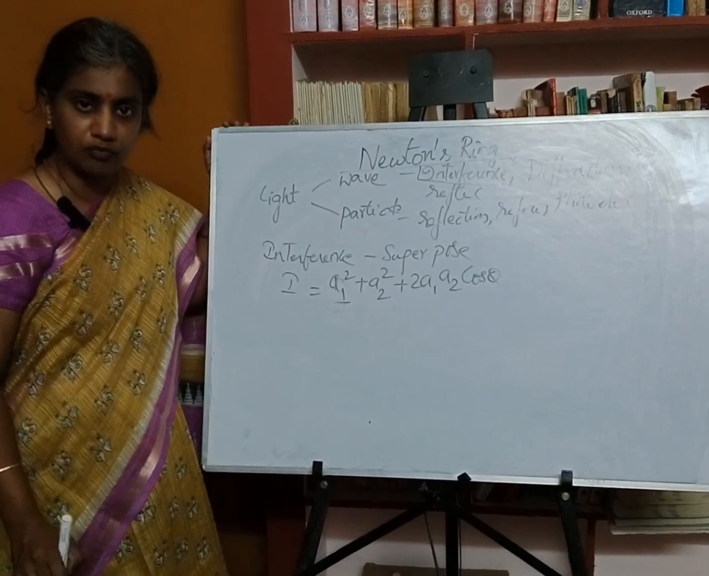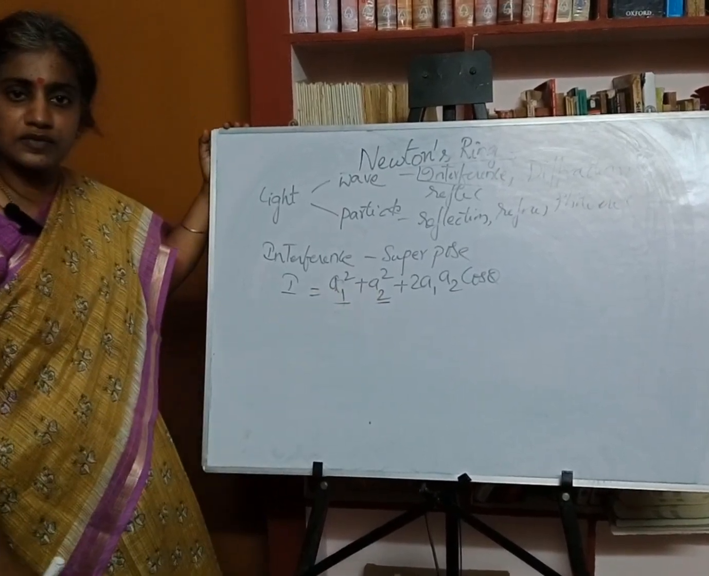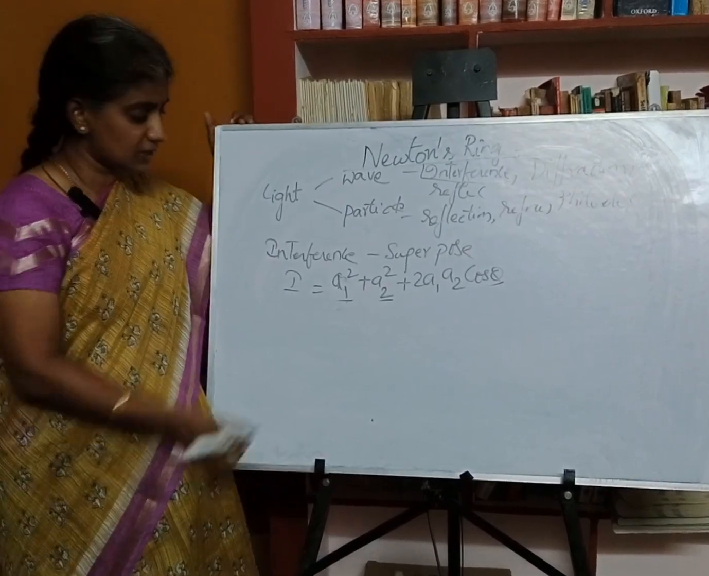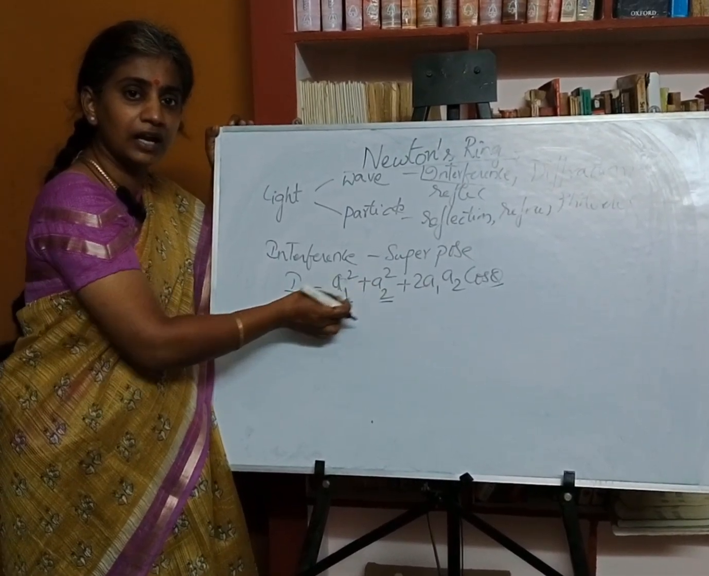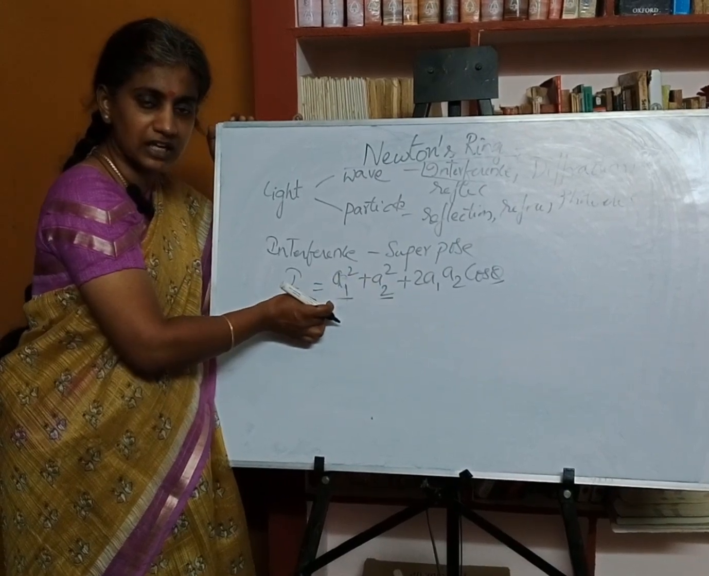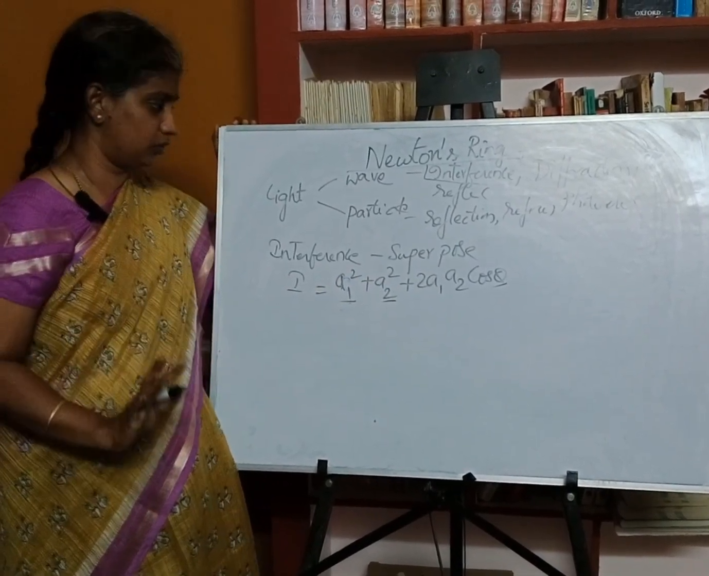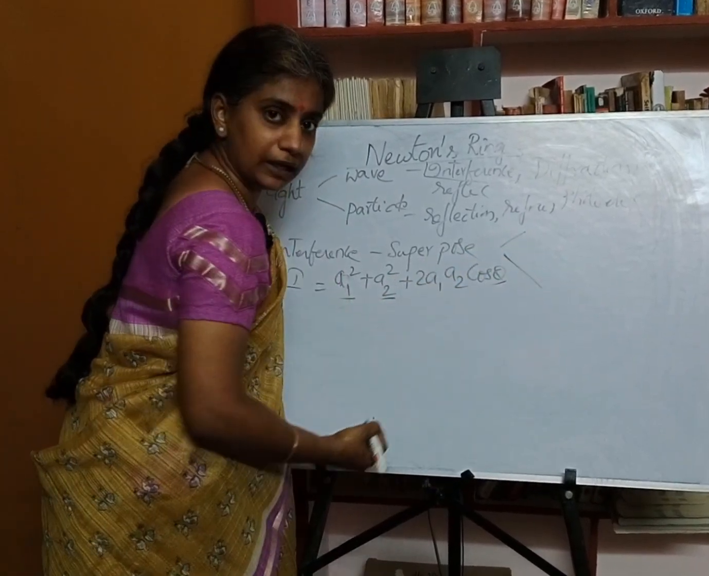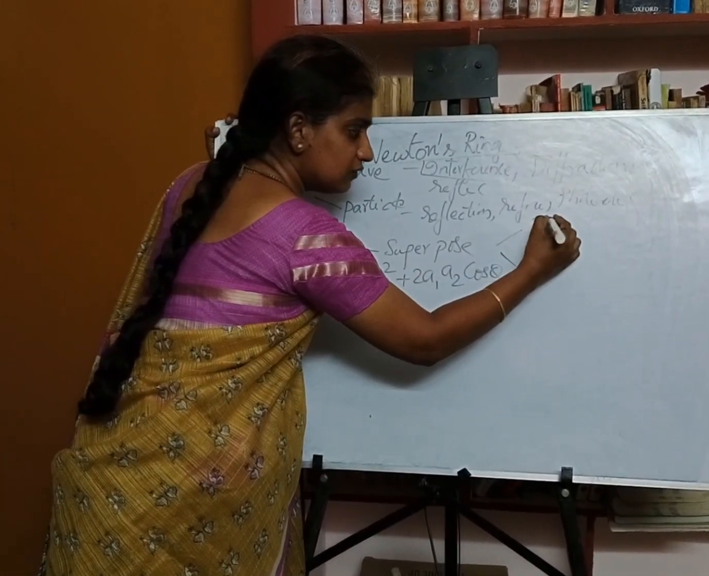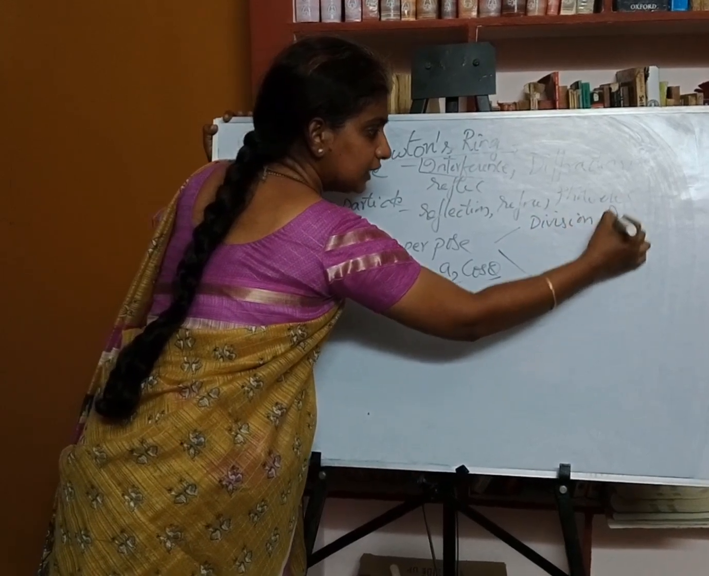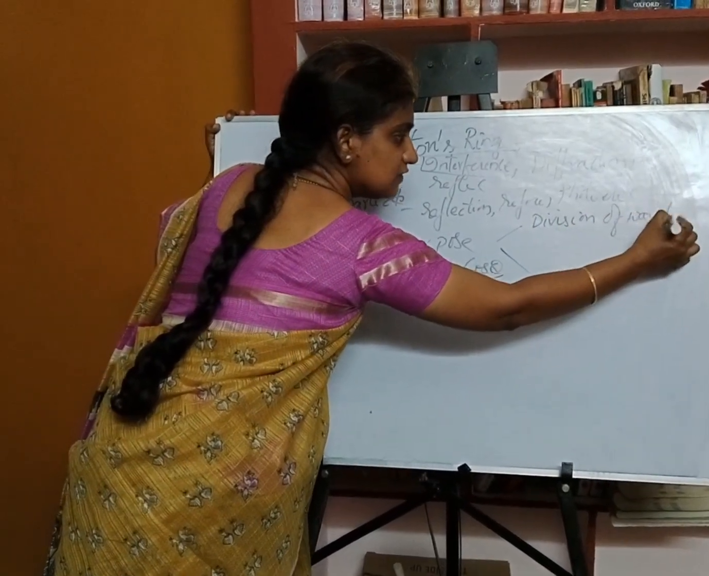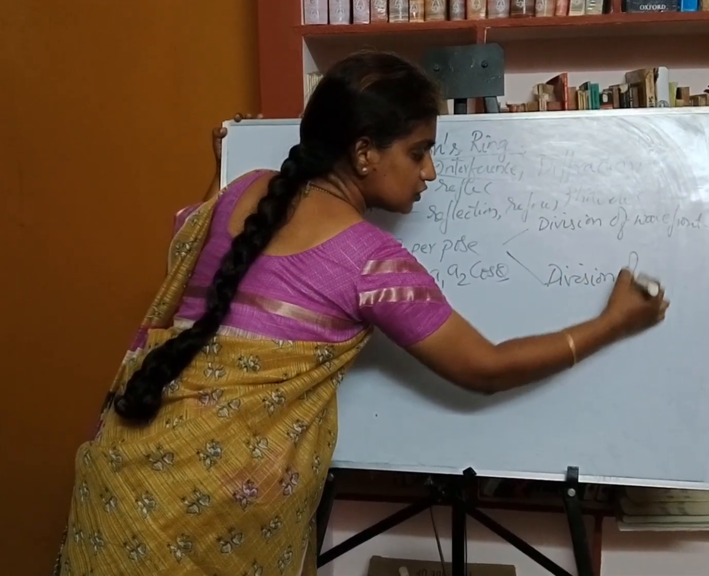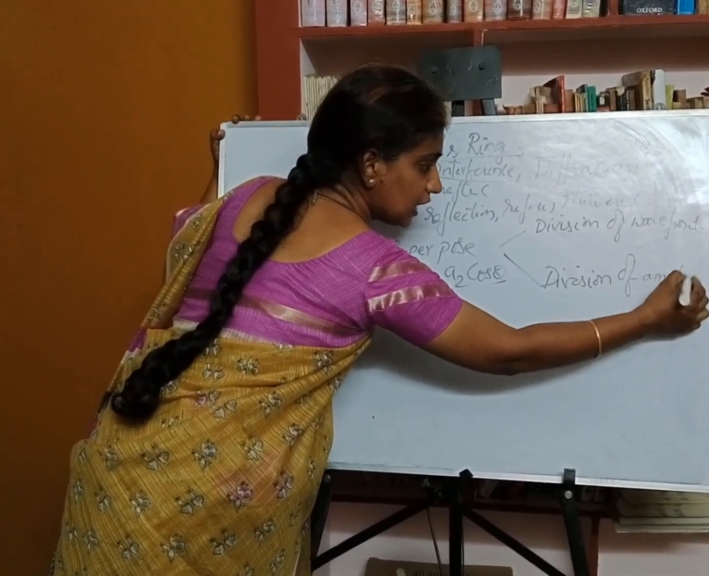A1 is the amplitude of the first wave, A2 is the amplitude of the second wave, and theta is the angle between them, or the phase. The A1 and A2 are the amplitudes of the first and second wave because we have considered only two waves here. This interference is again broadly divided into two categories. The first one is called division of wavefront and the second one is called division of amplitude. We have spoken in much detail about these in the last video.